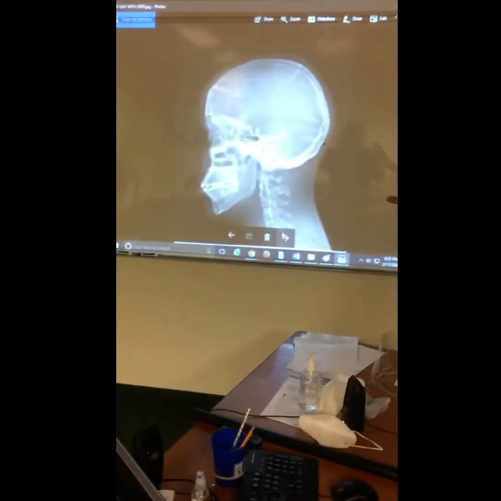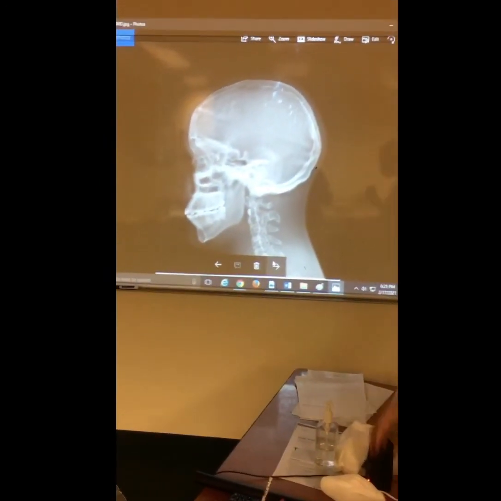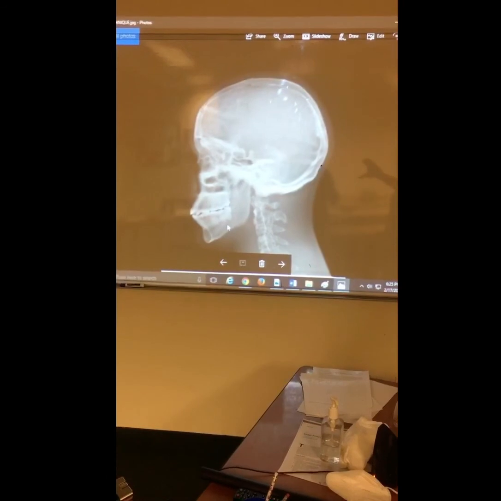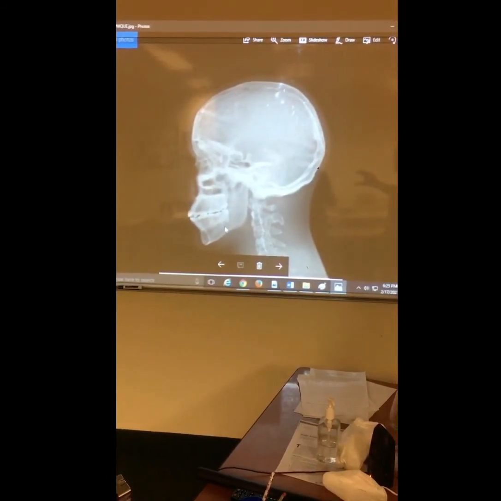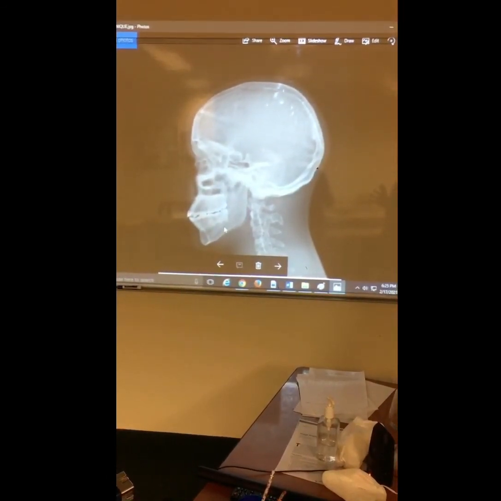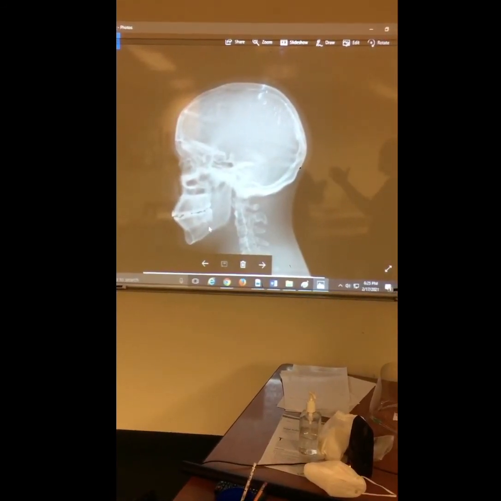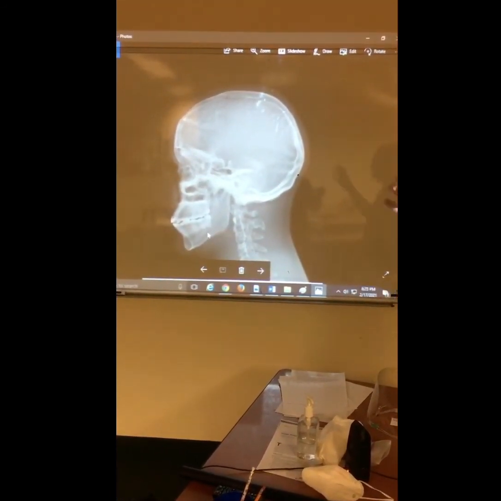So this image here was with the air gap with grid, and the other one is the air gap technique with no grid. And as you can see, it looks very similar, but the air gap technique's main role is to increase the OID to reduce the scatter radiation that reaches the image receptor.